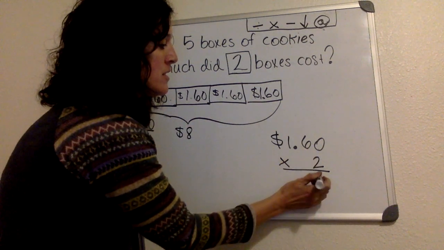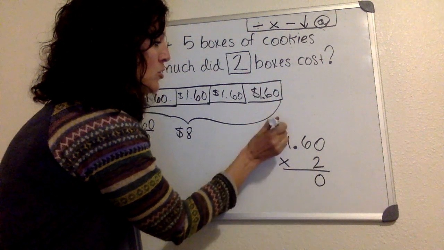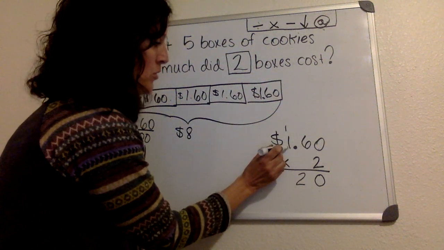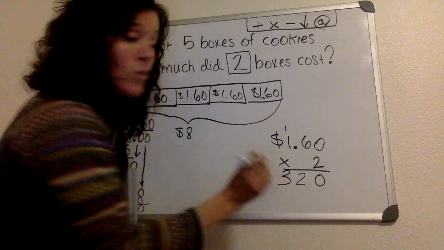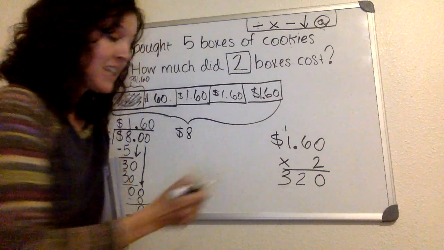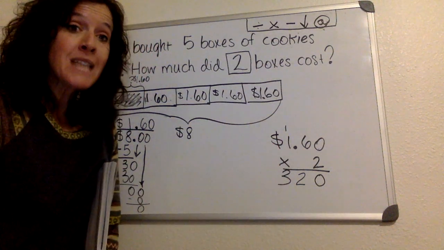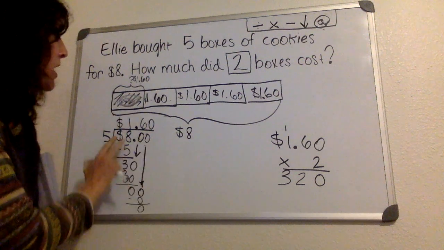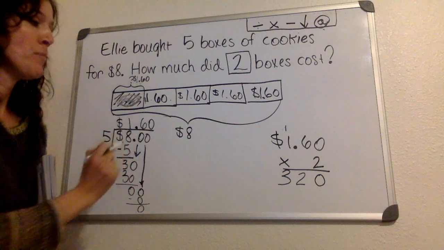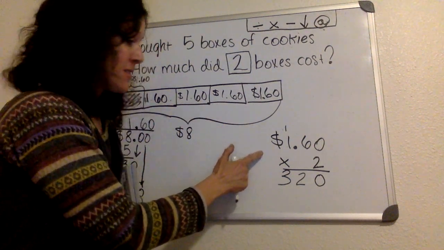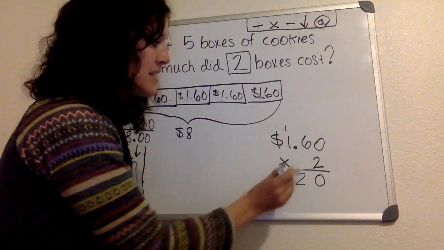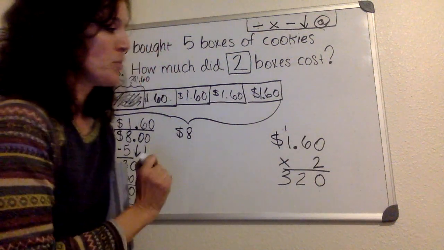2 times 0 is 0. 2 times 6 is 12. Carry the 1. Put the 2 down there. 2 times 1 is 2. Plus 1, 3. Notice, I did not immediately bring my decimal point down. Why? Because we are not dividing. So when I divide, I immediately put my decimal point, boom, right above. When we multiply decimals, we don't do it automatically. We have to wait till we get the answer at the end and count the number of decimal places.